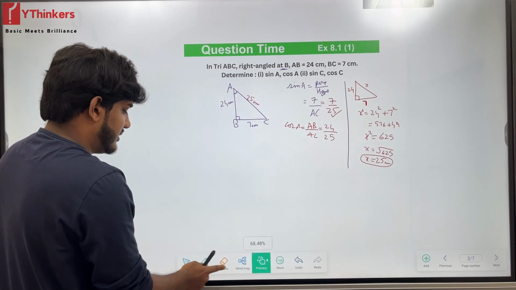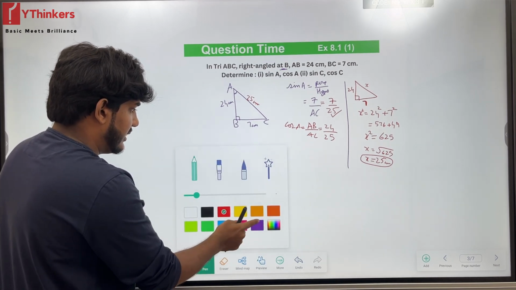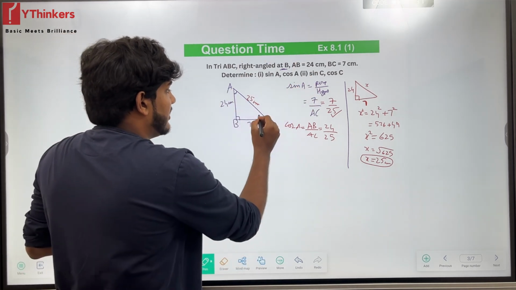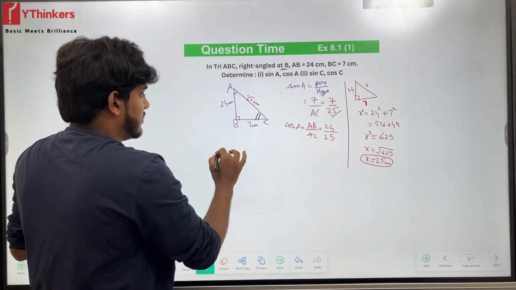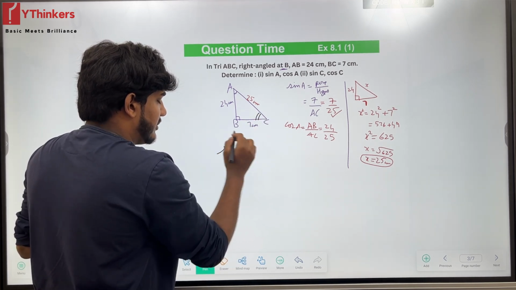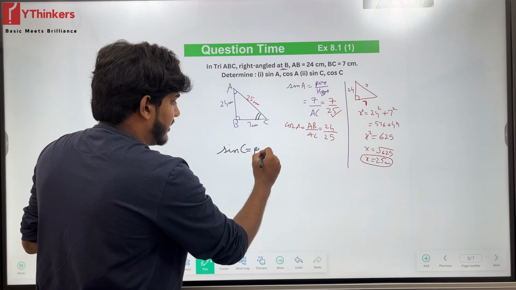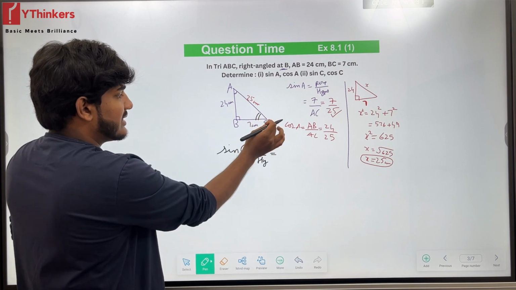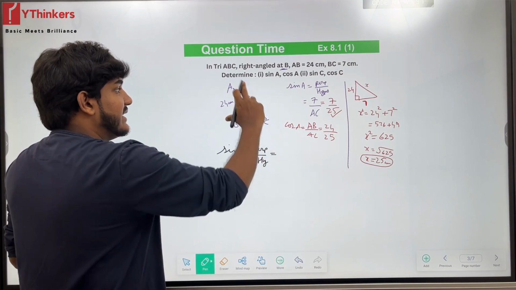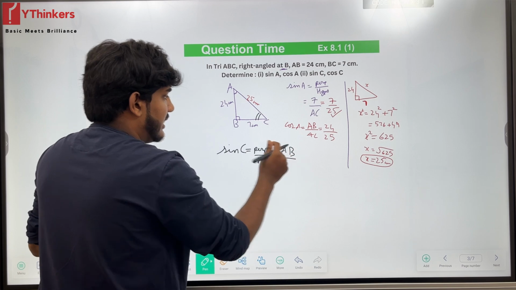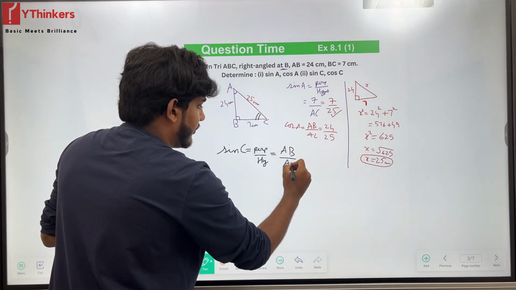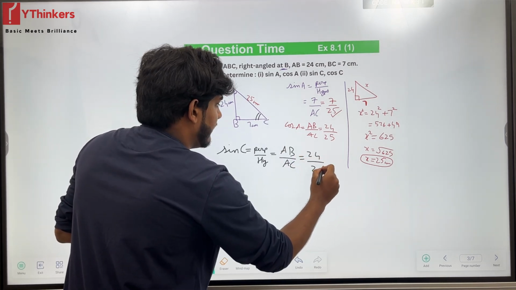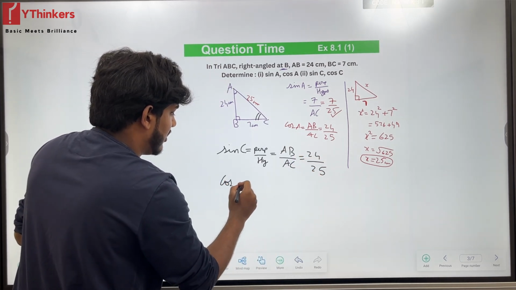Okay. Now what we'll do is I'll take a different ink. I'll take maybe black color, no problem. And they're asking me sin C and cos C. So now the reference angle is this, sin C. If they ask me sin C, I know the formula for sin C, which is nothing but perpendicular upon hypotenuse. Okay, perpendicular for angle C reference. Perpendicular for angle C will be AB. Correct? Divided by hypotenuse, which is AC. So AB by AC is nothing but 24 by 25. No problem.